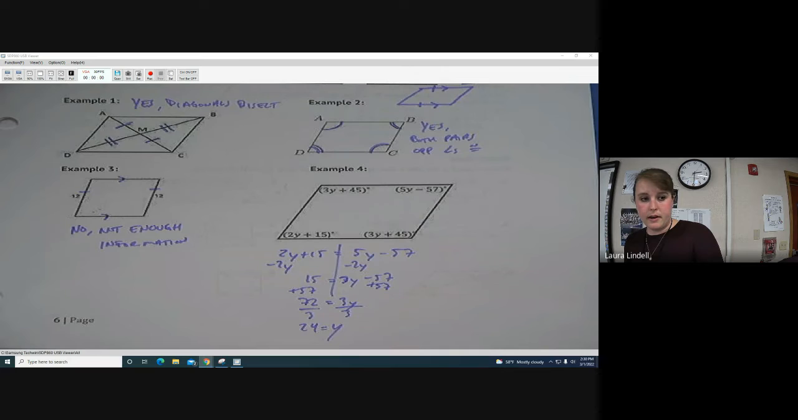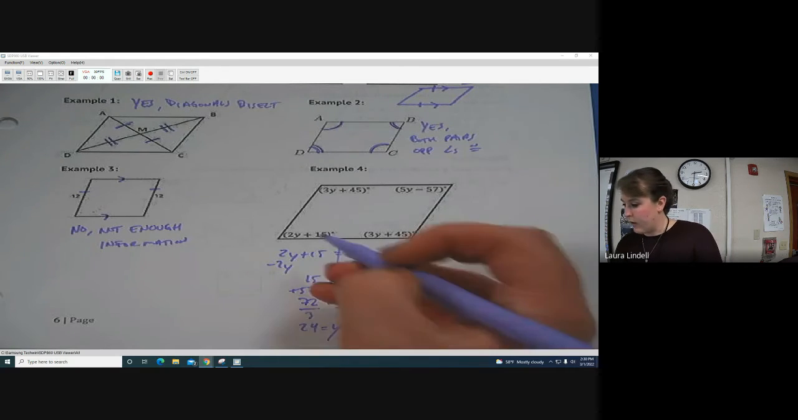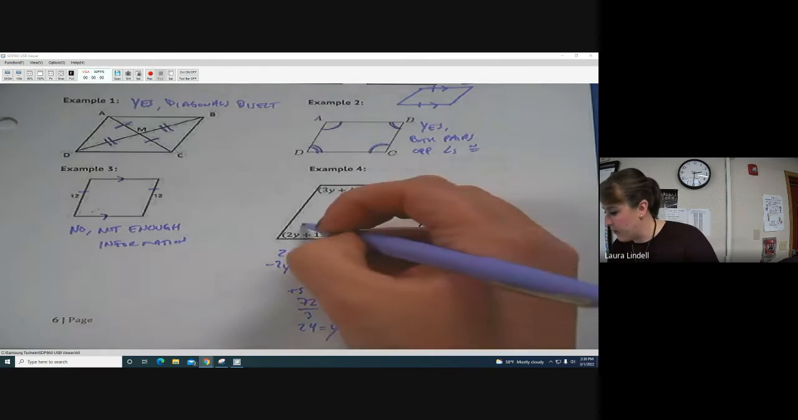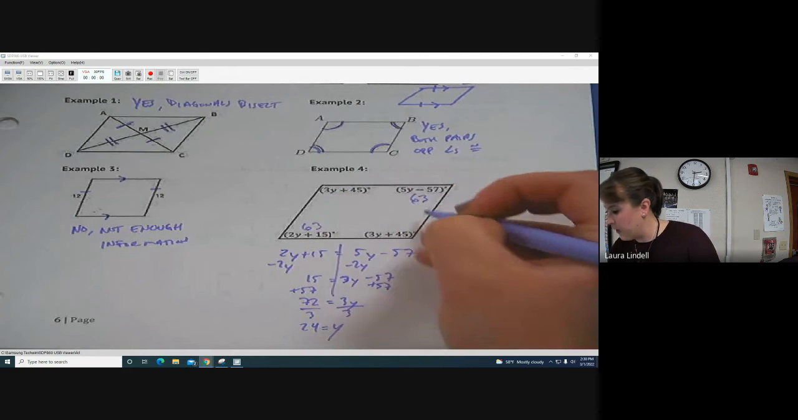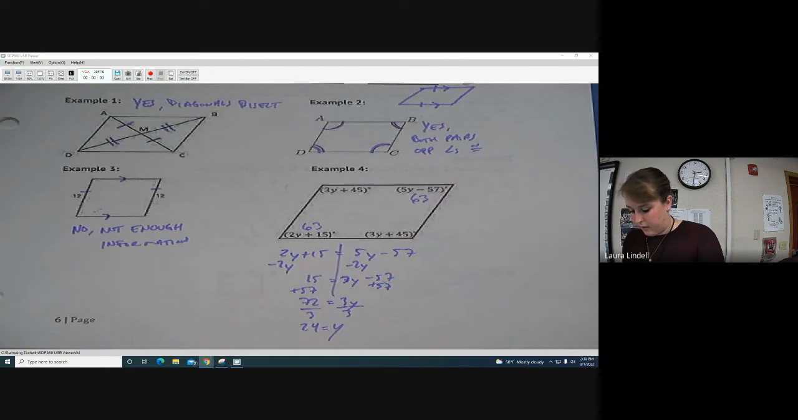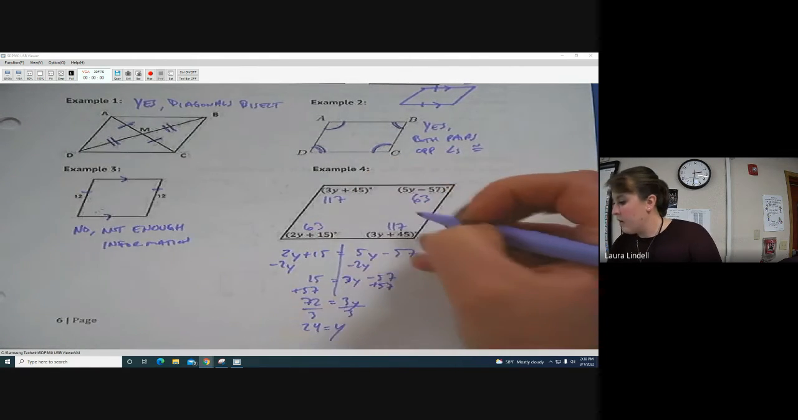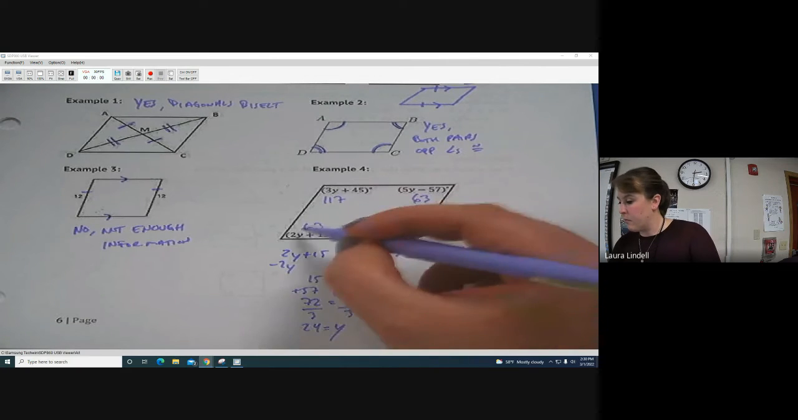So then we can plug it back in and see what kind of angles we get. 24 times 2 plus 15. That gives us 63 for both of these. And then let's see, 3 times 24 plus 45 gives us 117. So we know that both of these are equal. Both of these are equal.